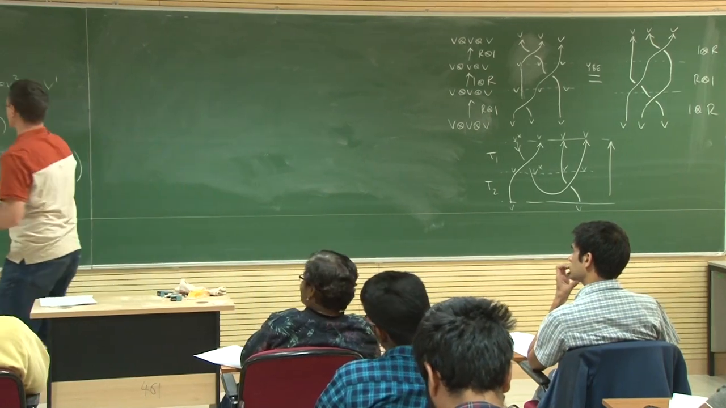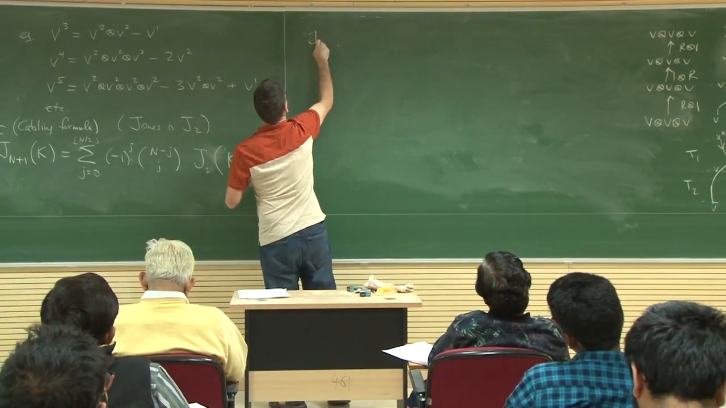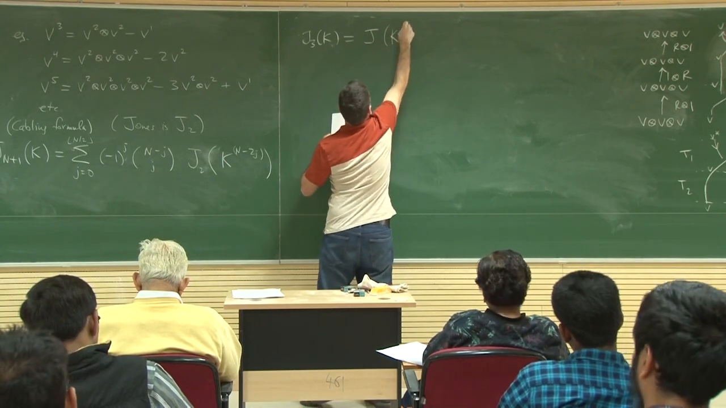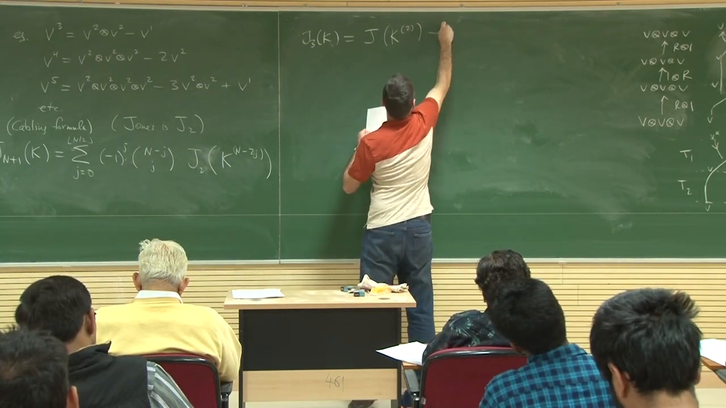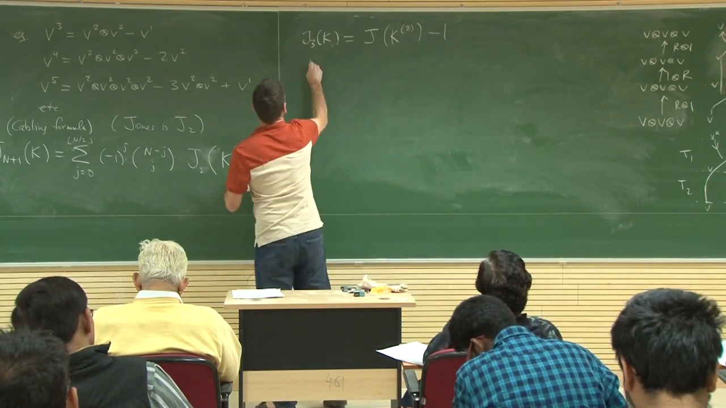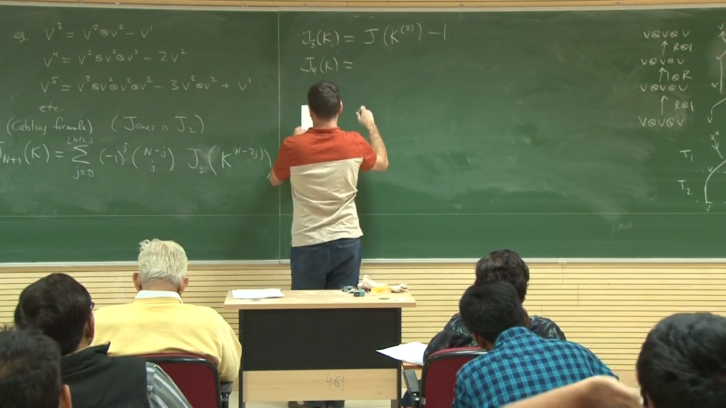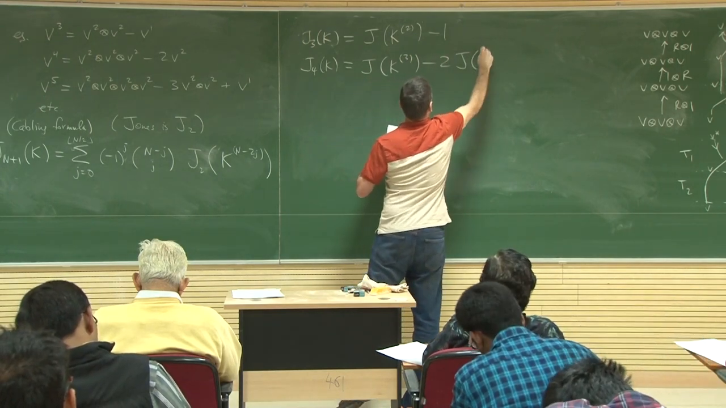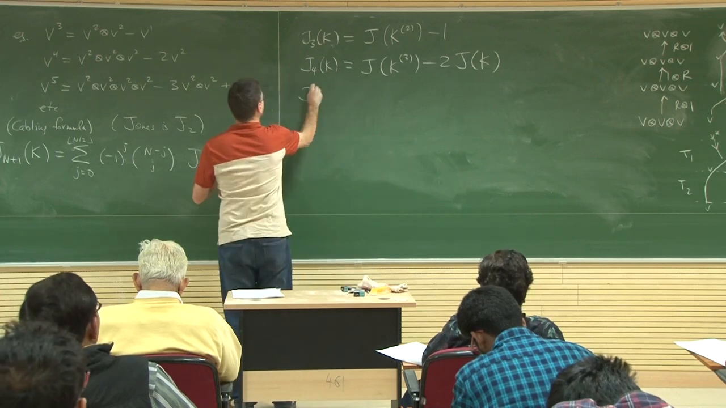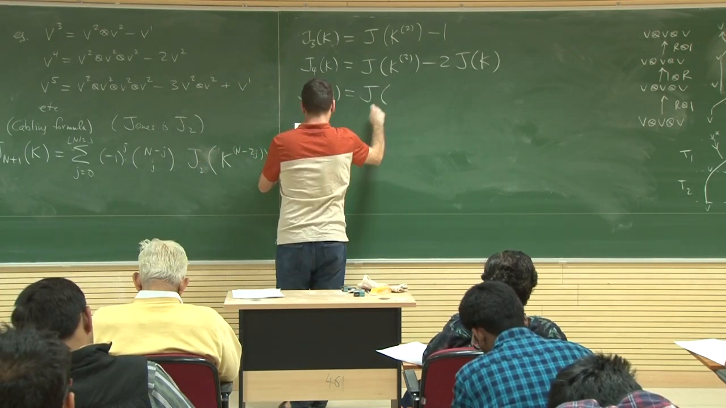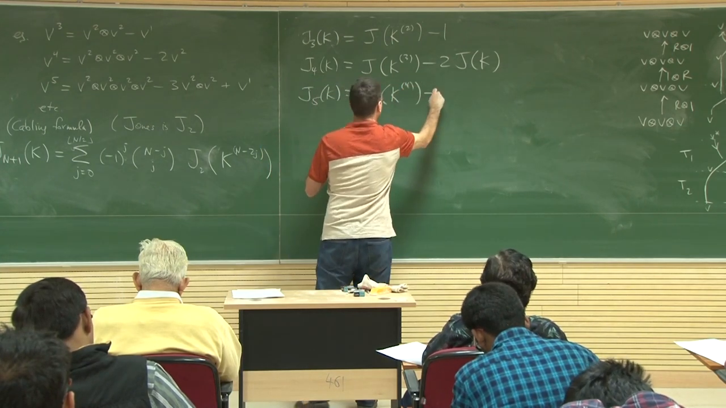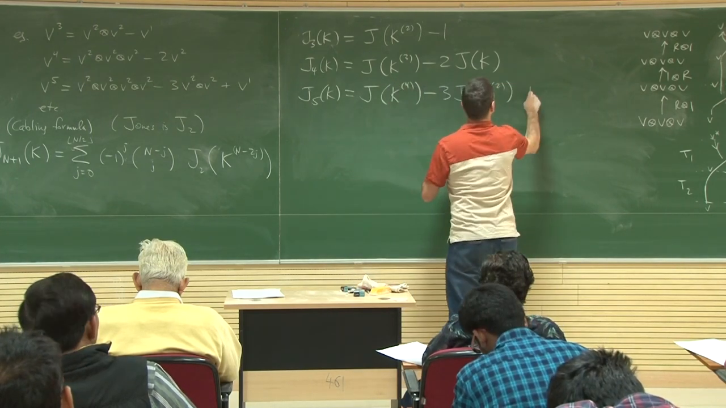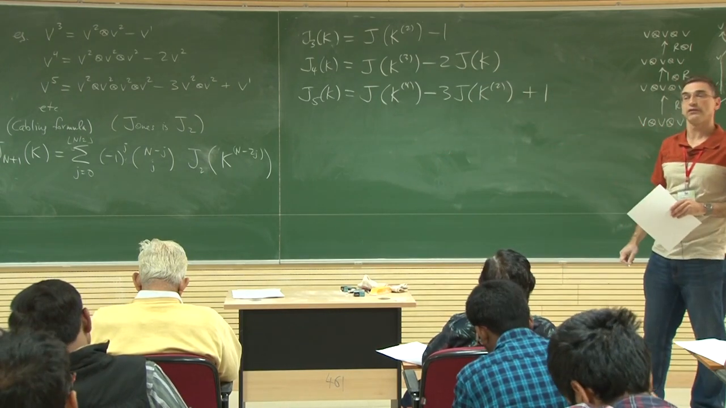Okay. So by the way, let me just write this out. What does this mean? The third color Jones polynomial of K is going to be the standard Jones polynomial of the twofold cable minus 1. Just subtract off 1. The fourth color Jones polynomial of K is going to be the Jones polynomial of the threefold cable minus twice the Jones polynomial of K. The fifth color Jones polynomial of K is the Jones polynomial of the fourfold cable minus 3 times the Jones polynomial of the twofold cable plus 1. You see how we're doing this?